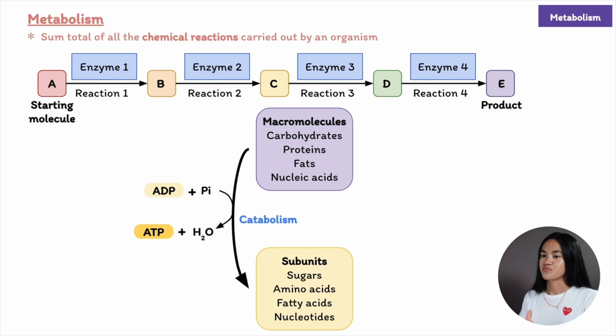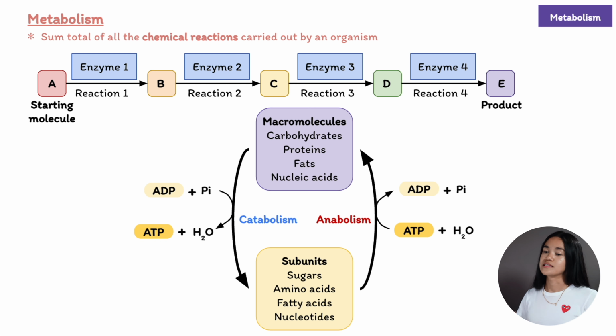The opposite of this process is called anabolism. Anabolic pathways build complex molecules from simpler and smaller molecules, and these reactions require an input of energy. An example is the synthesis of a protein from amino acids, okay? So those are the two branches of metabolism.